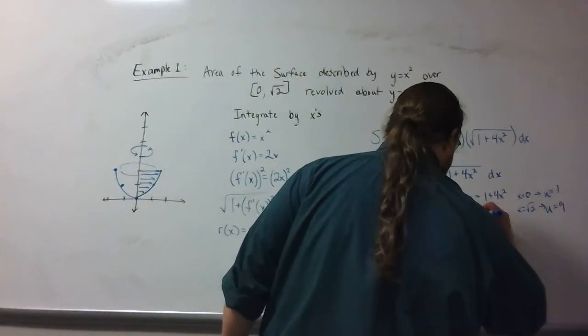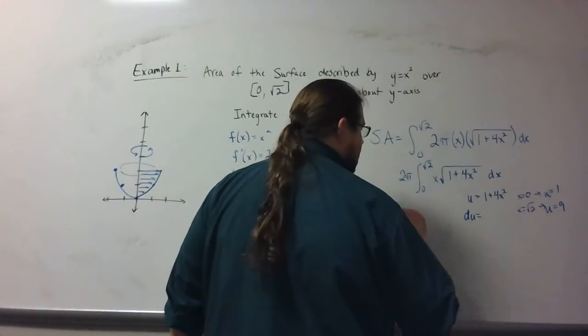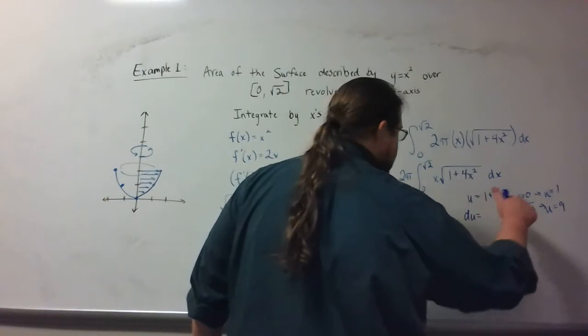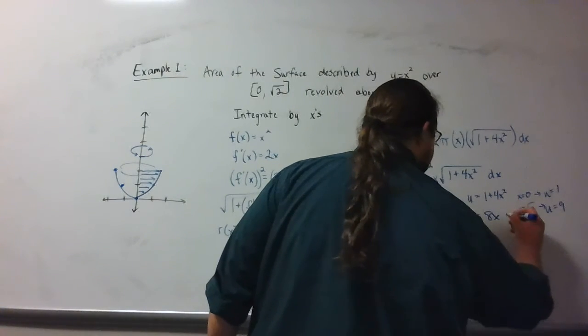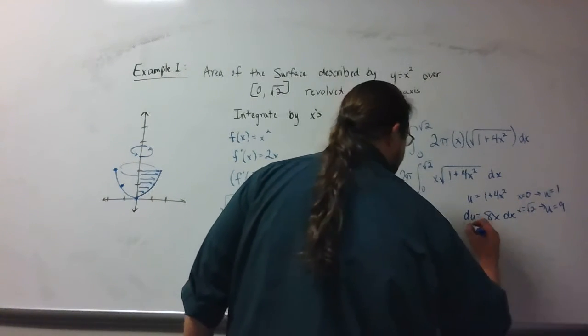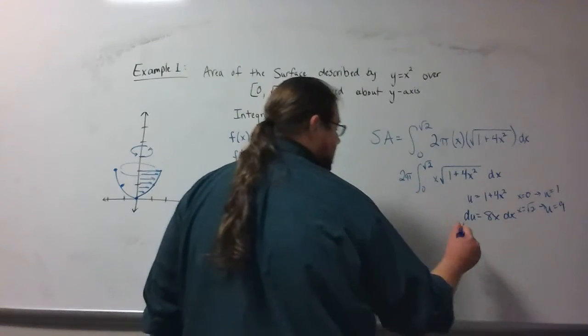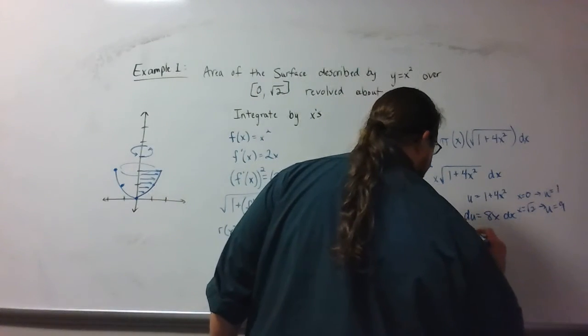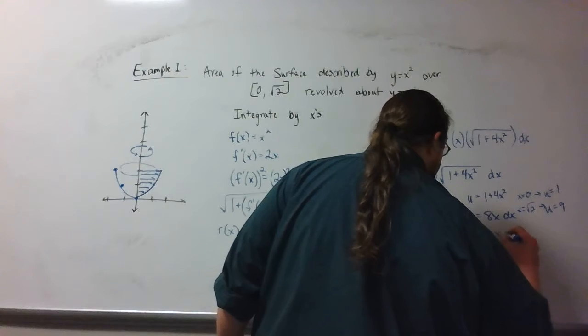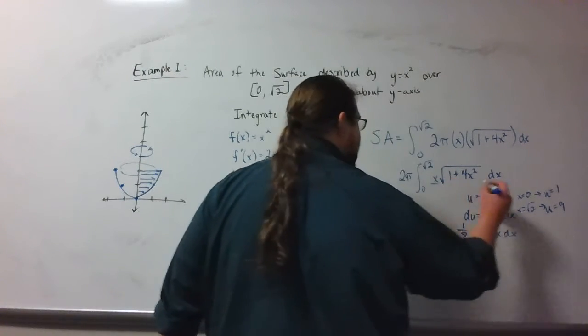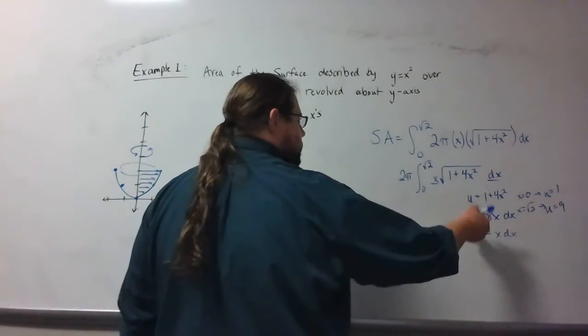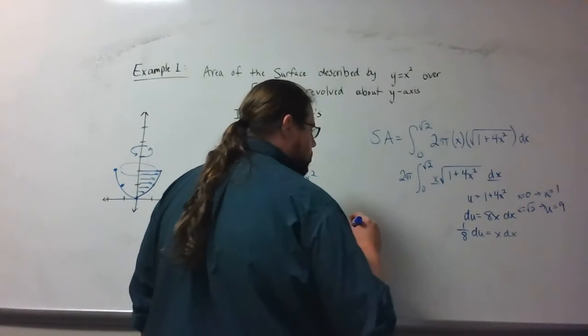I'm going to go ahead and take du, which is going to be, the 1 is going to disappear, 8x dx. And so I'm going to move the 8 over because I do have that lovely little x outside. That's a wonderful thing to have. So 1/8 du equals x dx. There's my x, there's my dx. So all I'm going to have to do is switch out x dx with 1/8 du and make the remaining x the square root of u.